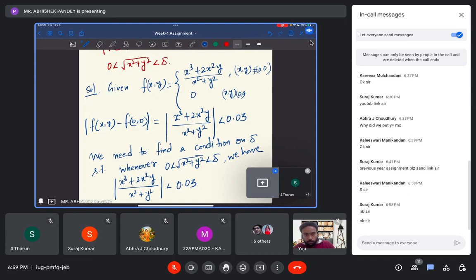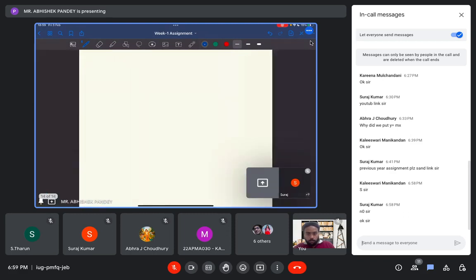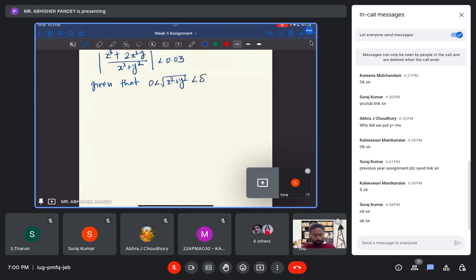So the thing which we have to show is that modulus of x cube plus 2x square y upon x square plus y square is less than 0.03, given that root of x square plus y square is less than delta.